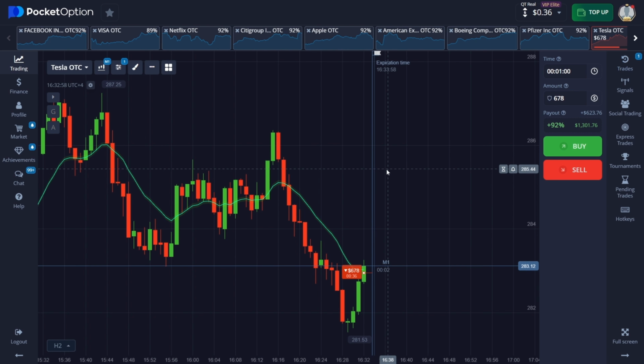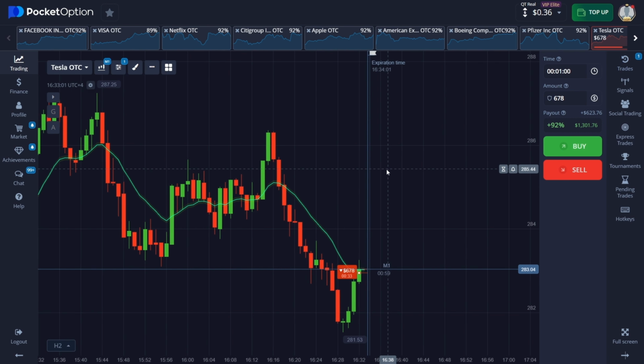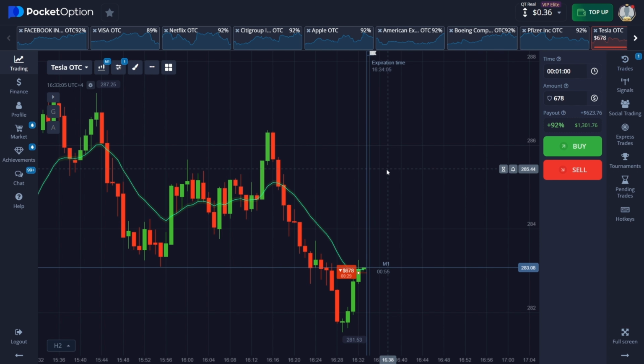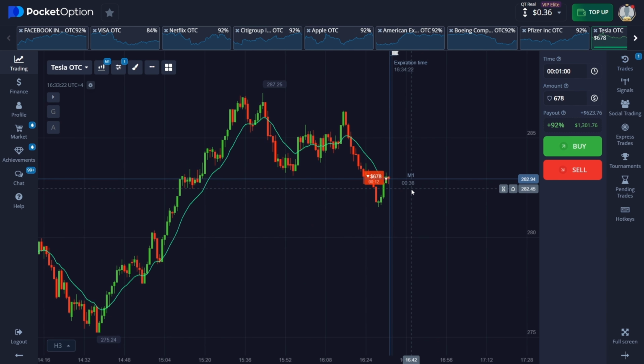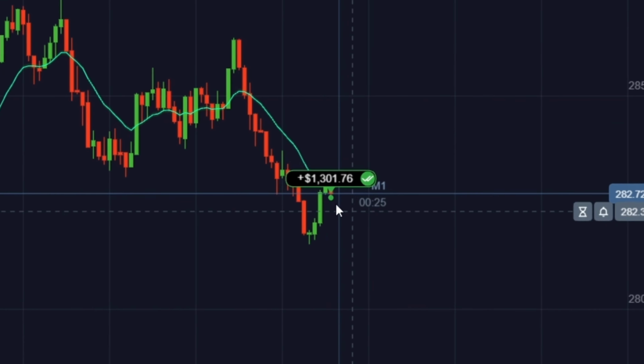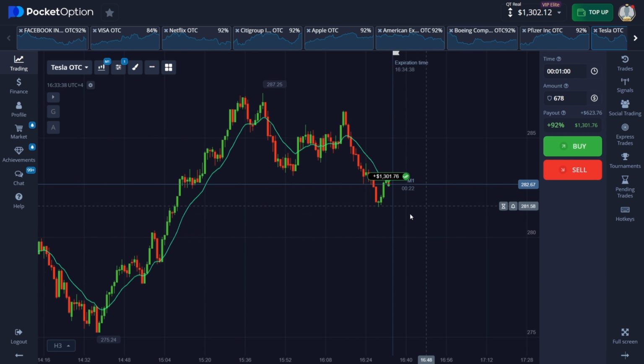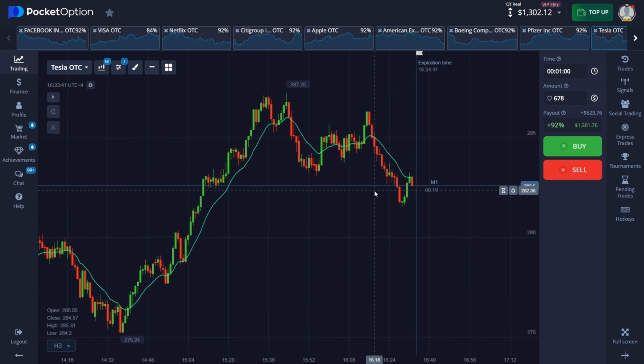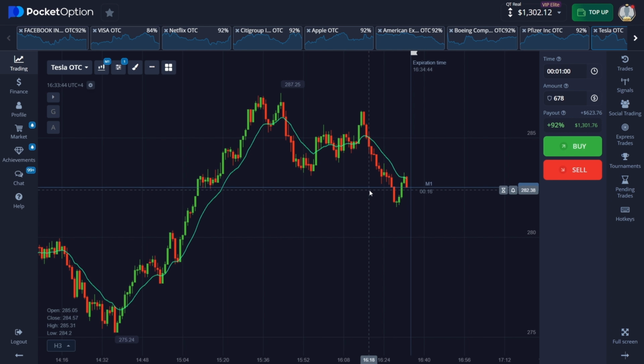Currently, the trade is not going in our favor, but there are still 35 seconds left. Now, the candle has come back, and the trade is going in our favor. With only 10 seconds left, we won our trade. My balance has now increased to $1,302. Let's find a trade for $1,302.